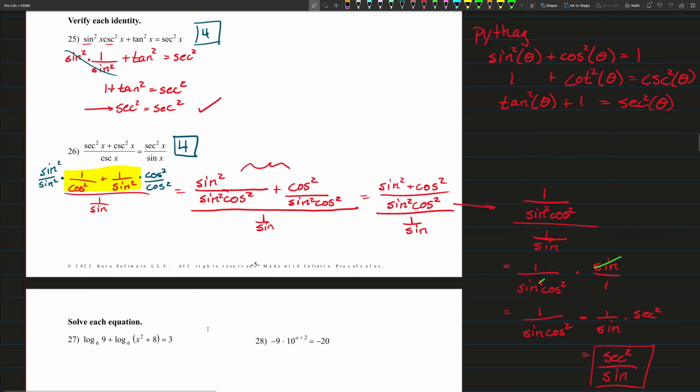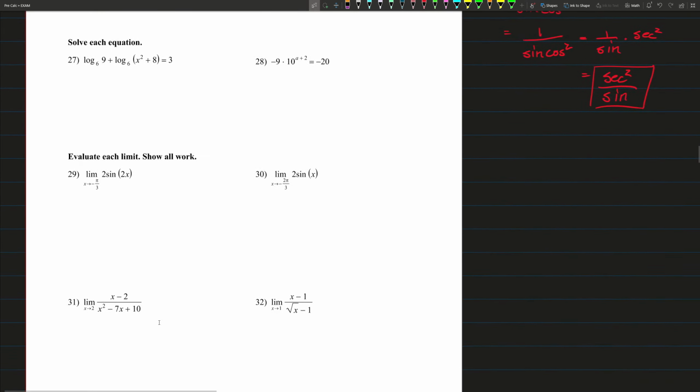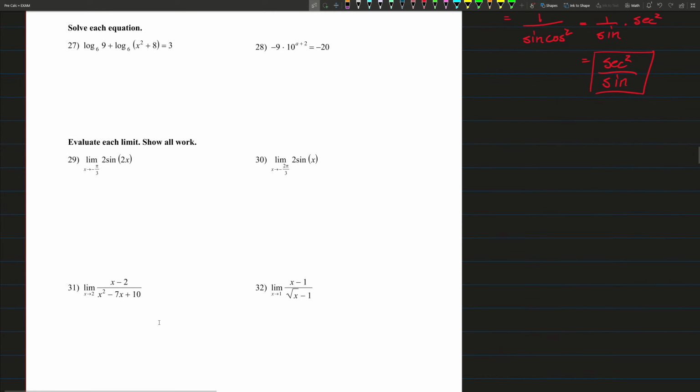All right. So this is the identity problems. And then the rest is, well, most of the stuff is the stuff that we just did. So before I do these, each of the log problems are worth 4. Again, it kind of just depends on how far you get.